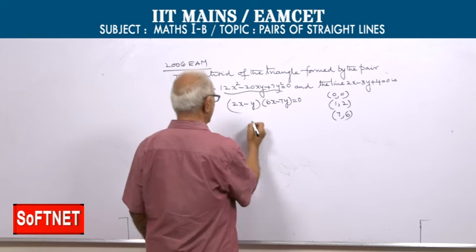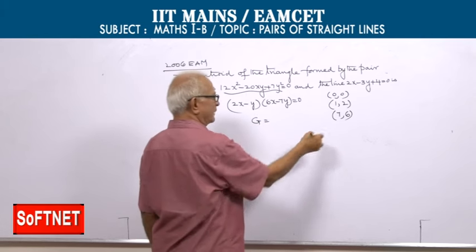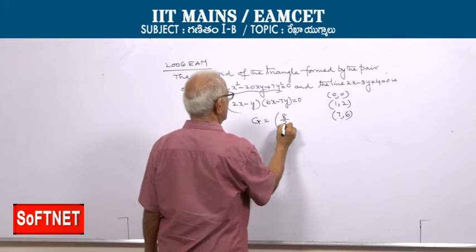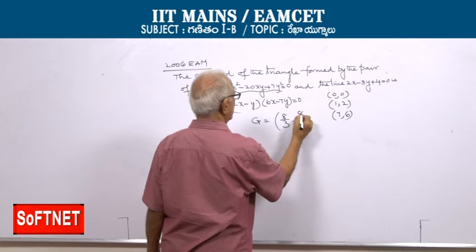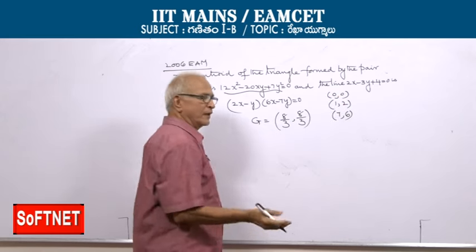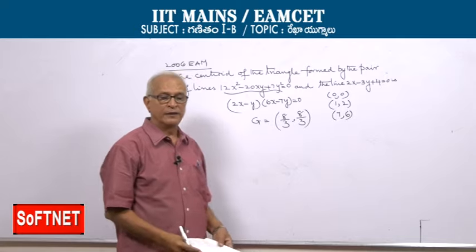Therefore, what is the centroid G? Sum of the 3 x coordinates by 3, 8/3. Sum of the 3 y coordinates by 3, 8/3. So that is the centroid of the triangle formed by the 3 lines.